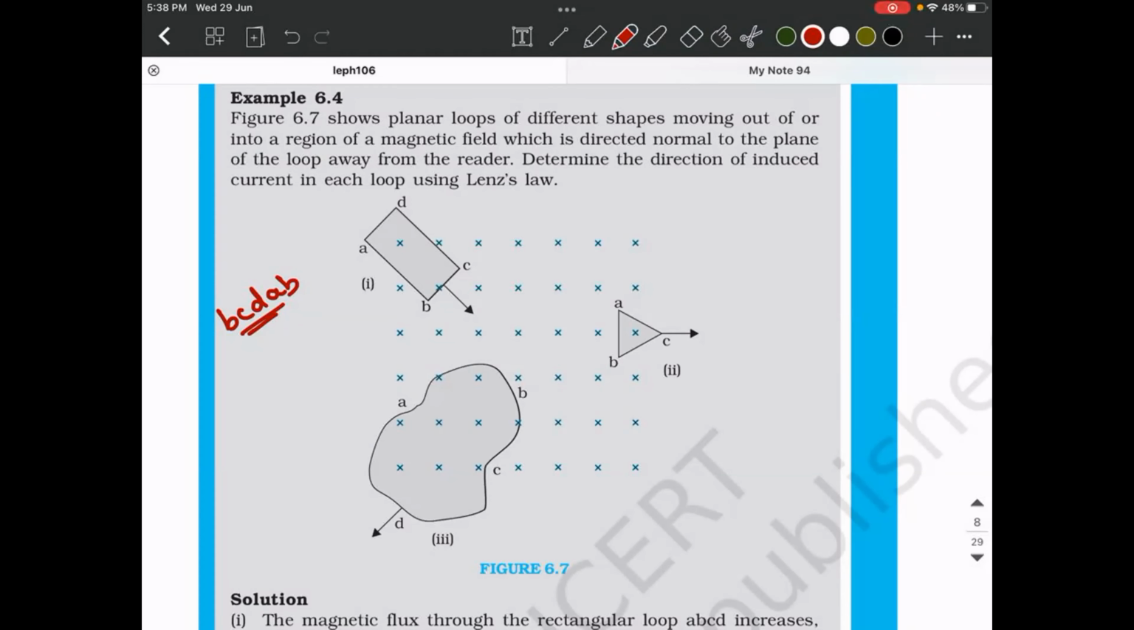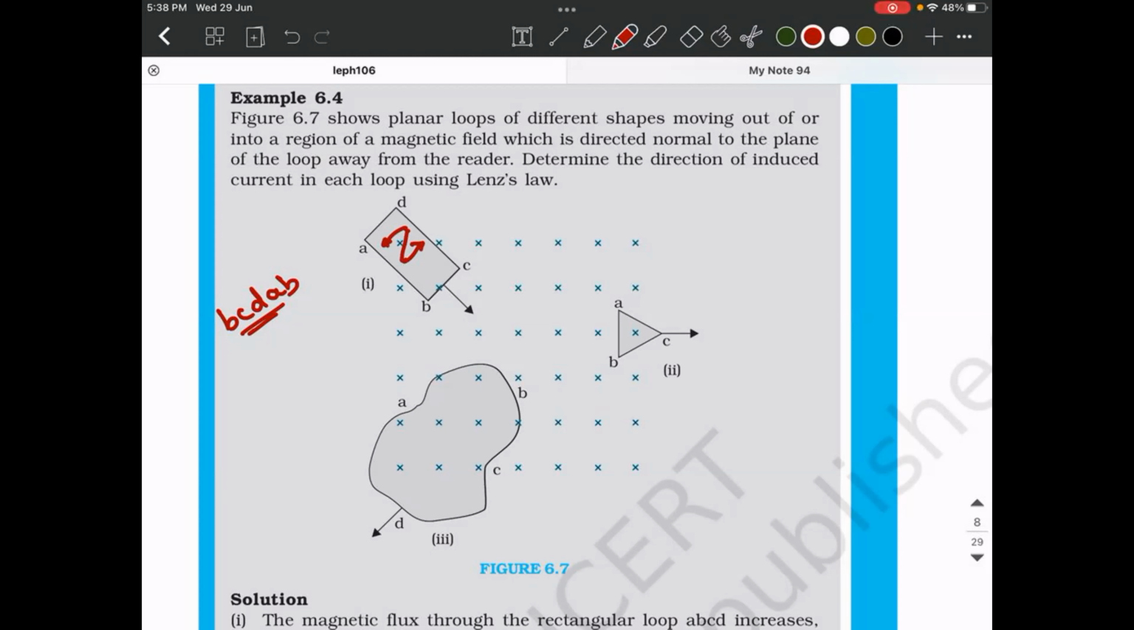So when flux is increasing, what pole will get generated? The same pole as whatever you are. If the flux is increasing, the same pole as whatever you are will get generated, which means it will generate a north pole. North pole means what is the direction of current? Anti-clockwise. That is why I took the loop as BCDAB.